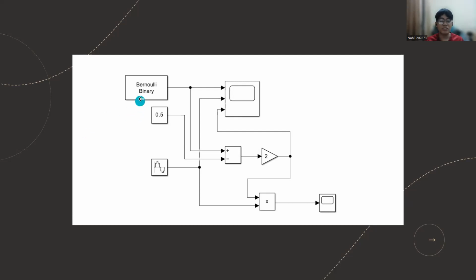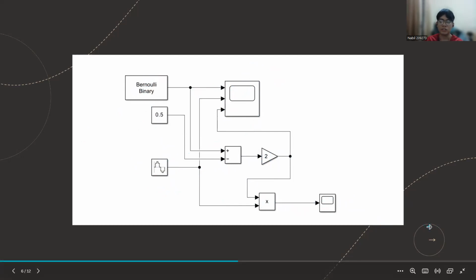So here is the digital signal. We can call it Bernoulli binary. And here is the sine wave for the carrier signal. So it will go through this first scope. The outputs I will show later on. And it will have to go through some form of gain and multiplication between the two. And this is the output.